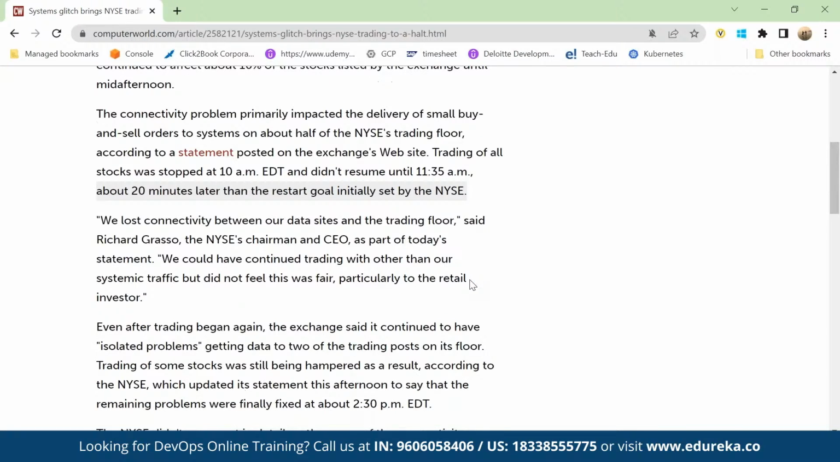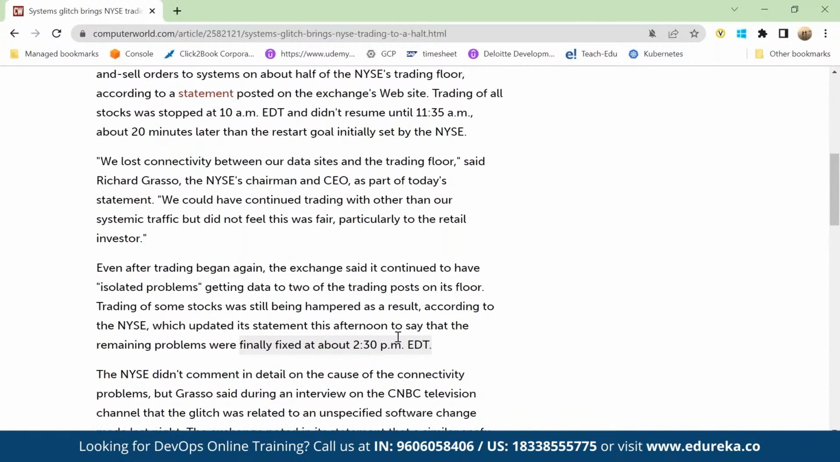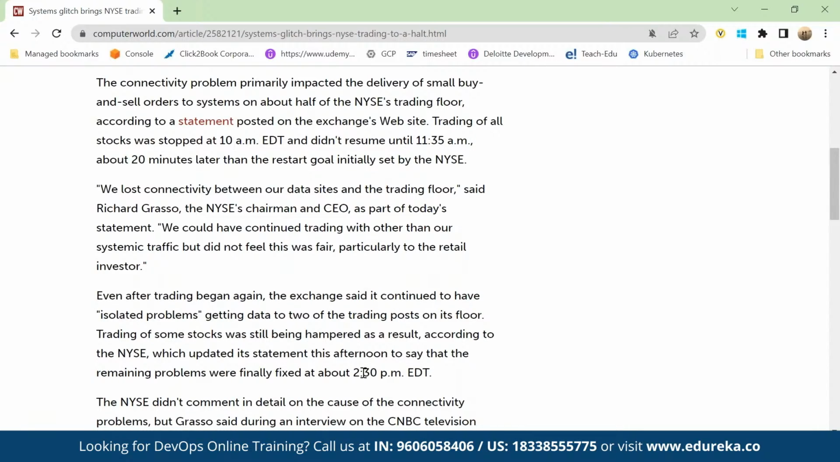So simply put, there was a huge impact and there were a lot of problems. They lost connectivity between the servers. The customers were not able to trade. And finally, they wanted to fix it. They were working on it and they were able to fix it around 2:30 p.m. Means approximately we lost from 10 a.m. till 2:30 p.m. So this is a big deal. There are millions and millions of trades which are going to happen. Now, it was a huge financial loss.